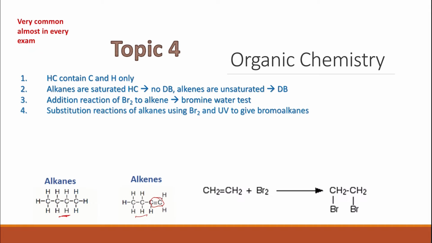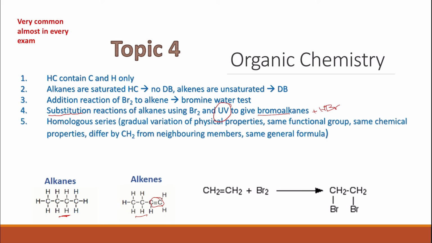And then the substitution reaction of alkanes using bromine and UV light. In every single exam, they always ask about this reaction. They ask what the reaction is called. This is called a substitution reaction. What are the products? It's a bromoalkane, and hydrogen bromide is also produced. And they ask about the conditions, so it's the use of UV light.